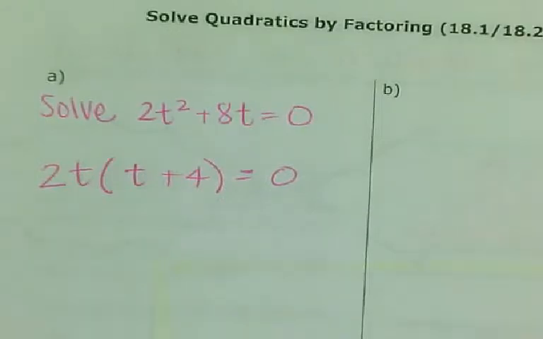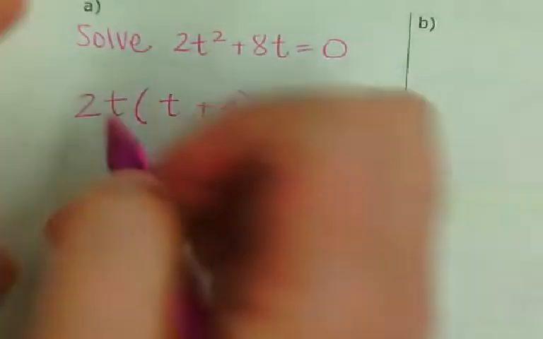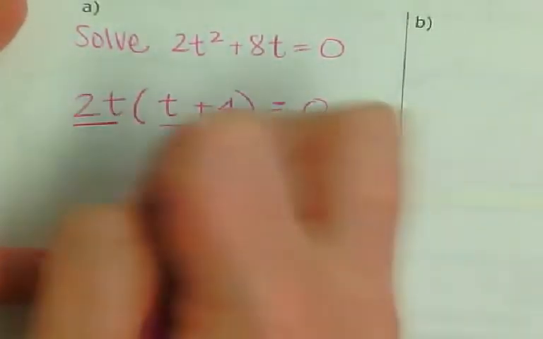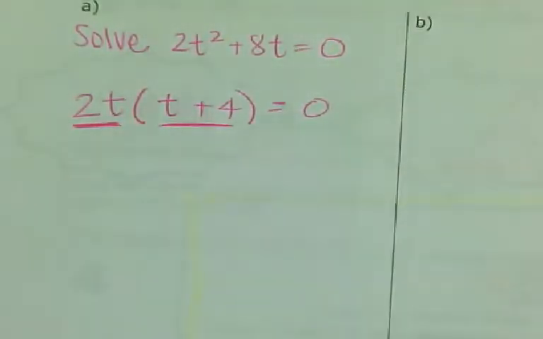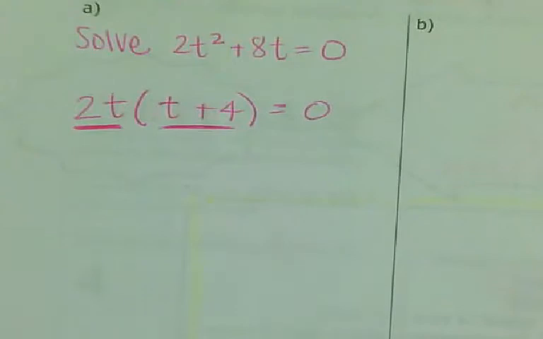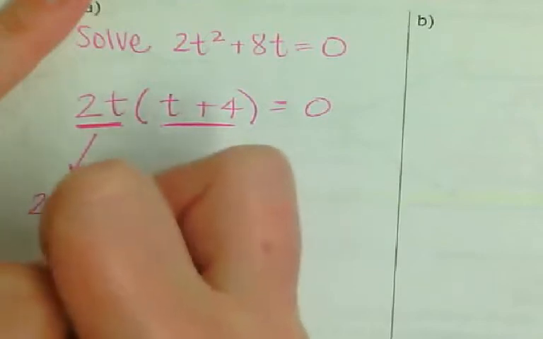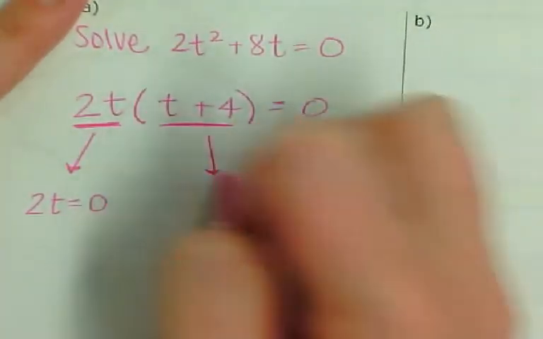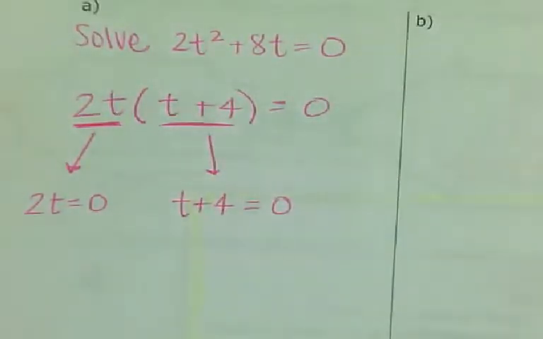So now what we're going to do, the next step on this page says to set each factor equal to 0 and solve. What this says is that I have something here being multiplied by something to get 0. Well, if I'm going to multiply to get a product of 0, something has to be 0. So either this right here has got to be 0, or this right here has got to be 0, or they both have to be 0. So what I can do is I can take that factor and write 2t equals 0. And I can take this factor and write t plus 4 equals 0. And I can solve them.